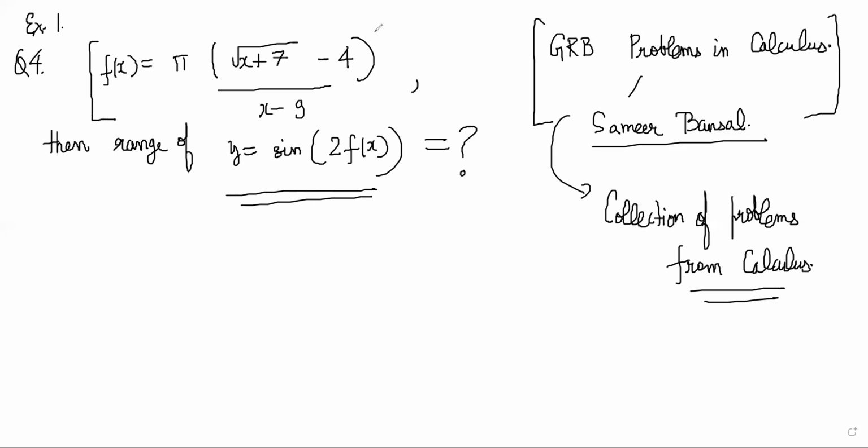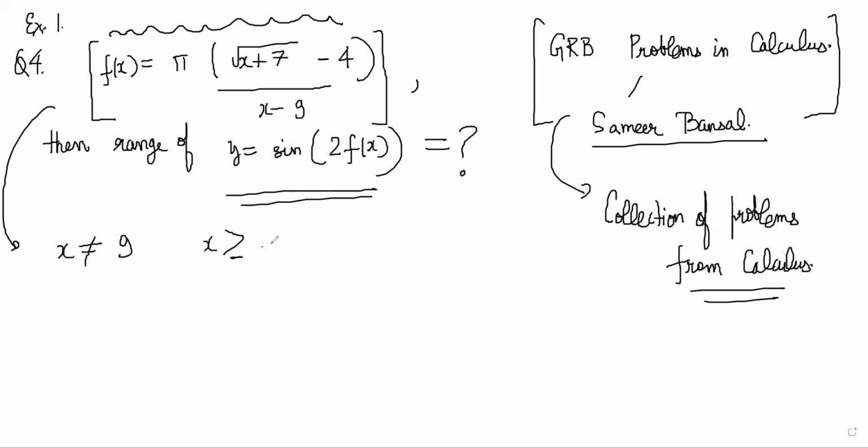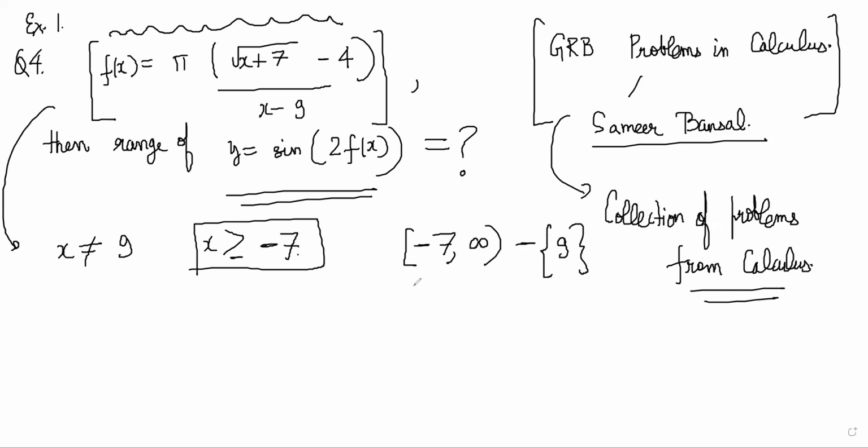Whenever you need to find range, you should first check the domain once, because domain will give you an idea of what values to check, right? So domain of this is pretty straightforward. x is not equal to 9 and x is greater than or equal to minus 7, right? So basically minus 7 to infinity, excluding 9. That is the domain. And then you have to think about the range of sine of 2 f(x), right?